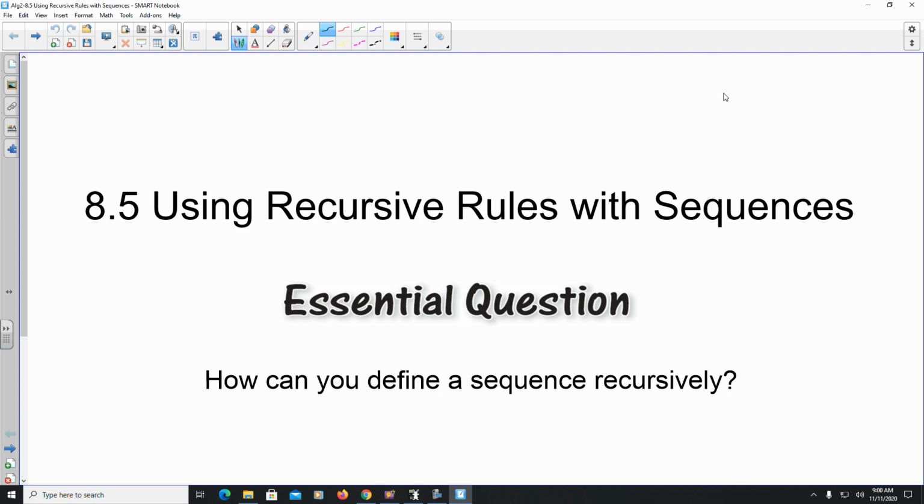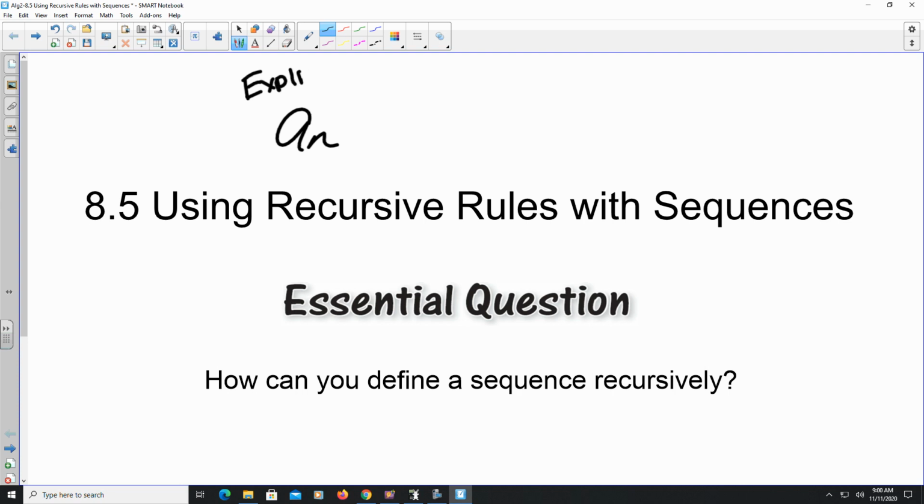What we've been doing for the last couple of lessons is looking at what are called explicit rules. Explicit rules give us a value for whatever term a sub n is, with respect to the function in terms of its position in the sequence. So we can pick any term in the sequence and get a value for it when it is explicit.